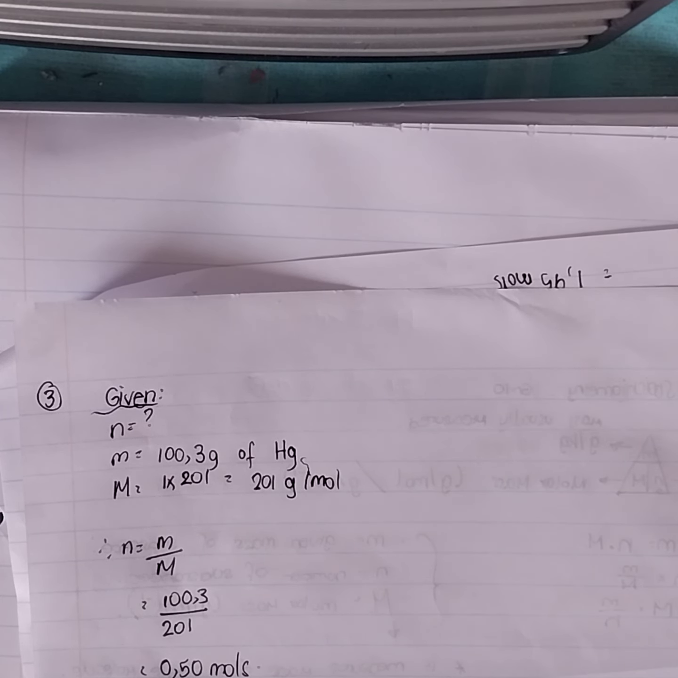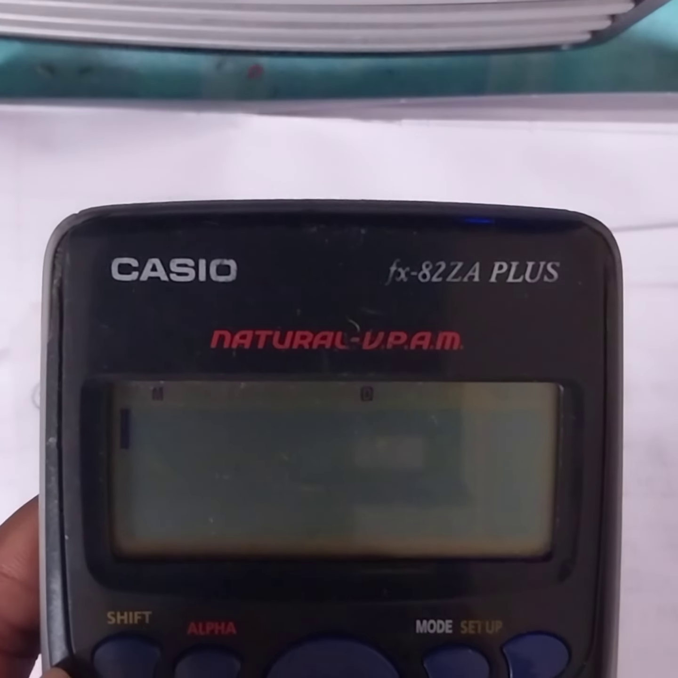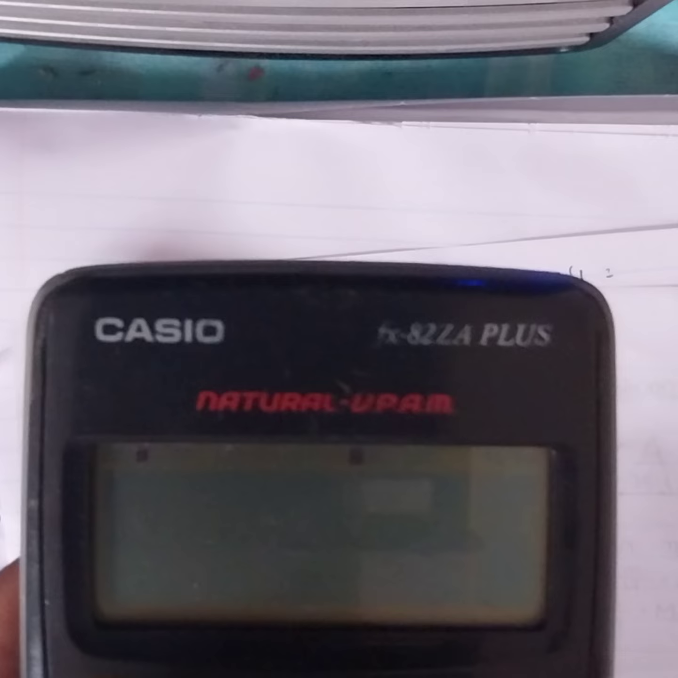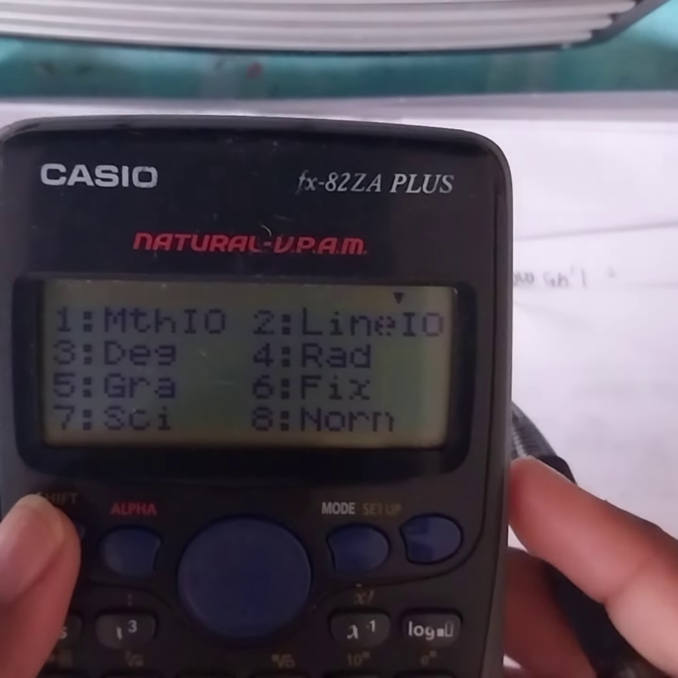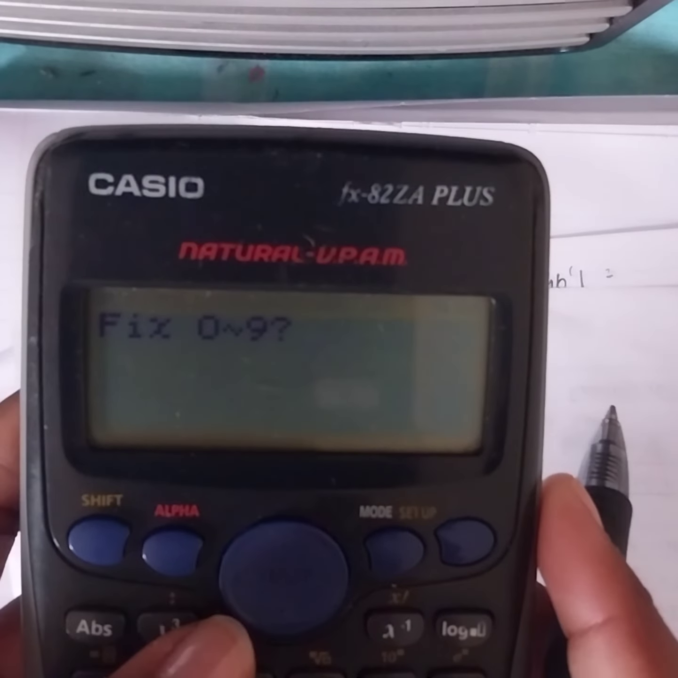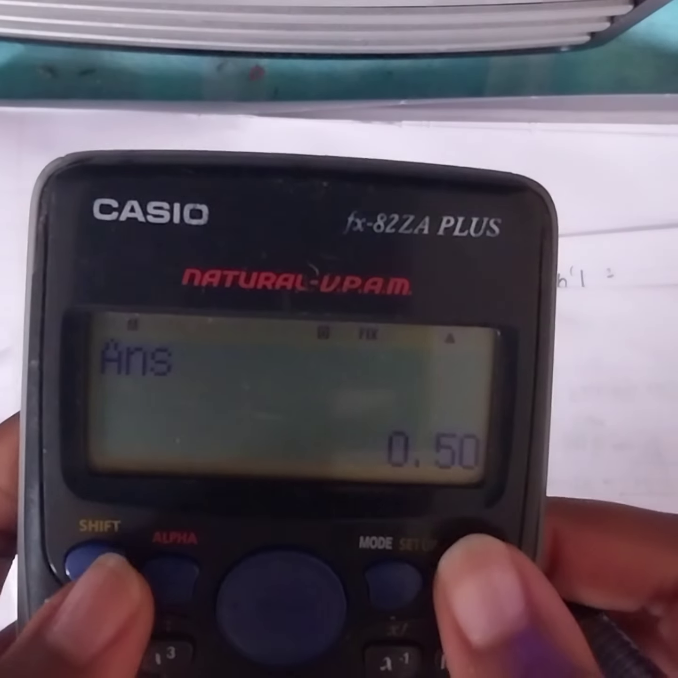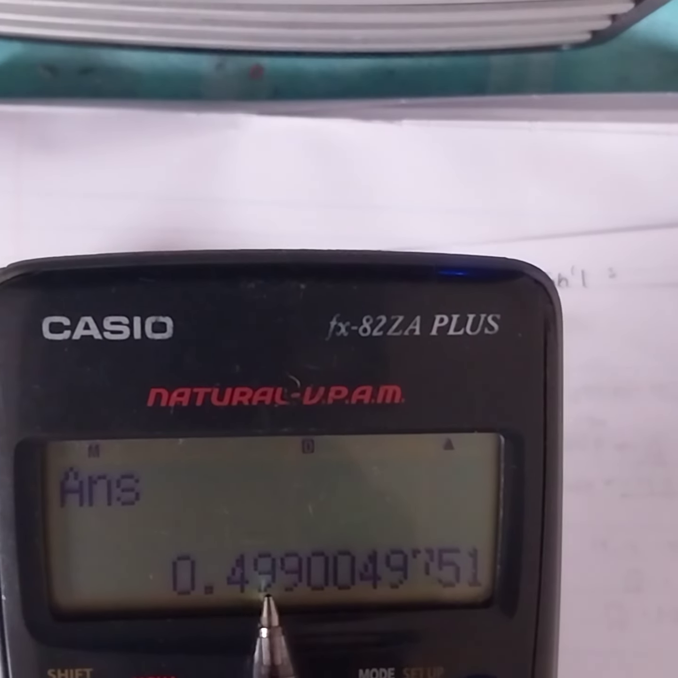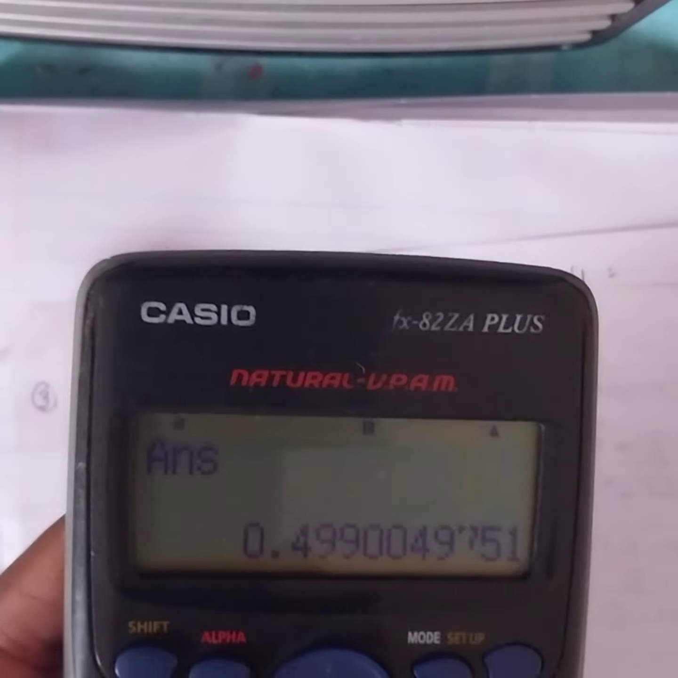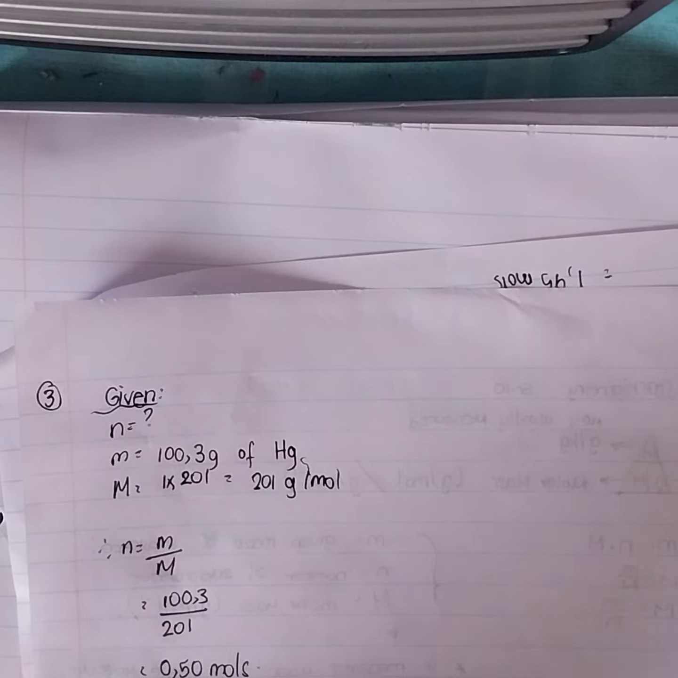If you guys don't understand what I'm saying, let me just do this. If you want to round off, you press shift, mode setup, number 6 on your calculator. If you want to round off to 2 decimal places, you choose 2, and that's how I got this answer. But if you want to remain with your answer, which is 0.49, remember you're rounding up to 2 decimal places, so you have to add a 1. That's why, if you want to leave it as 0.49, you can leave it so.